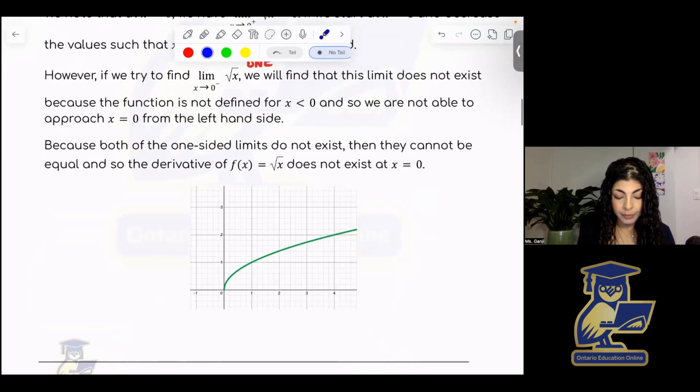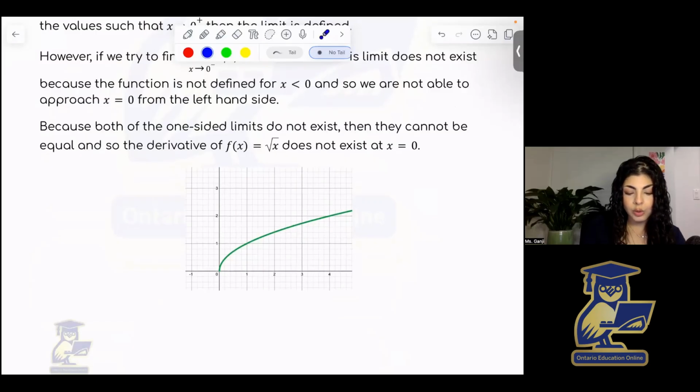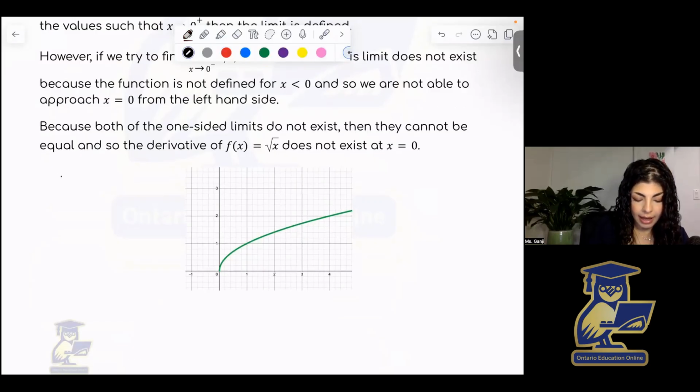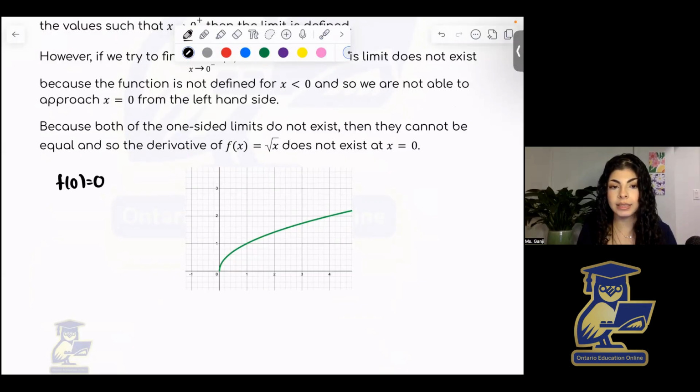One thing to note here is that we do have the point f of 0 equals 0. So the function itself is defined at 0, but if you try to find those limits, you would not be able to solve for the derivative, so the function is not differentiable at x equals 0.